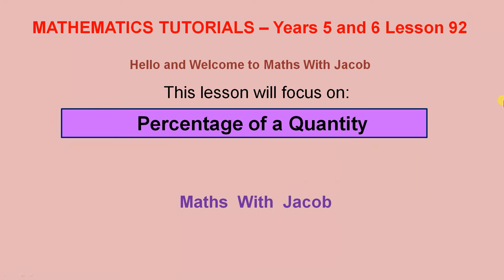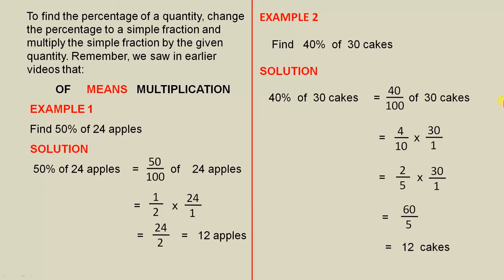This lesson will focus on percentage of a quantity. To find the percentage of a quantity, change the percentage to a simple fraction and multiply the simple fraction by the given quantity. Remember, we saw in earlier videos that of means multiplication. So wherever you see of, we use the multiplication sign.